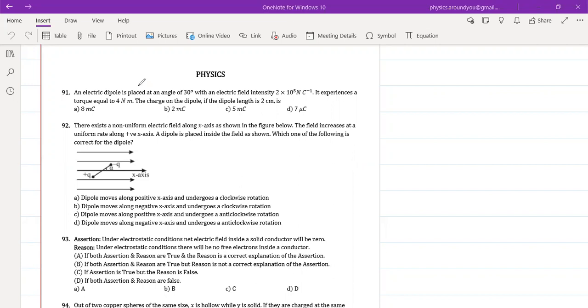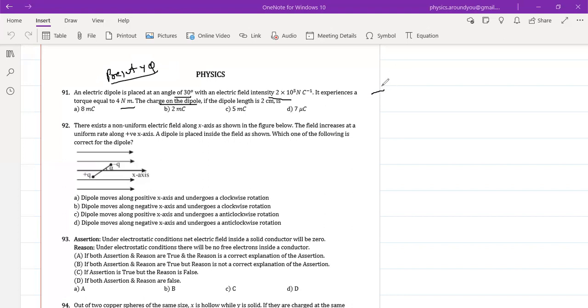For instance, for the very first question, the 91st one, there is an electric dipole placed at an angle of 30 degrees. Torque is given, find the charge on the dipole. This is a NEET previous year question. In fact, this is a NEET present year question too. It is not a PYQ in the sense of previous year. This has been asked in NEET 2023, present year also. So what would be the answer to this?